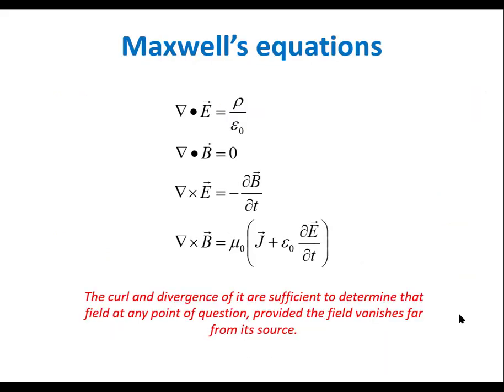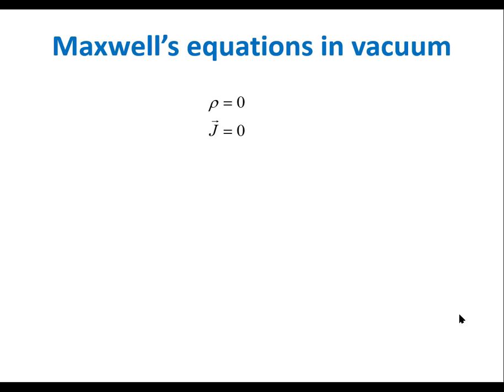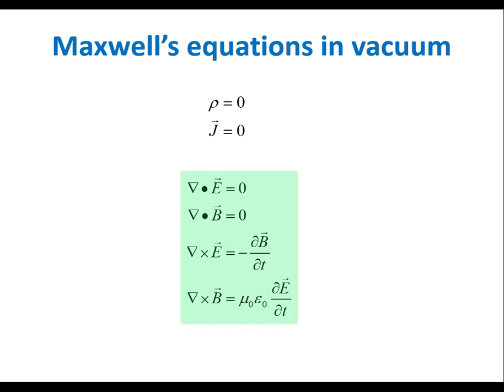We already know that provided the field vanishes far from its source, the curl and divergence of it are sufficient to determine that field at any point in question. Let us find the solutions of Maxwell's equations in free space, or in the vacuum. The free space is defined by zero current density and zero charge density. Applying these definitions of free space, the Maxwell's equations get this form in free space.